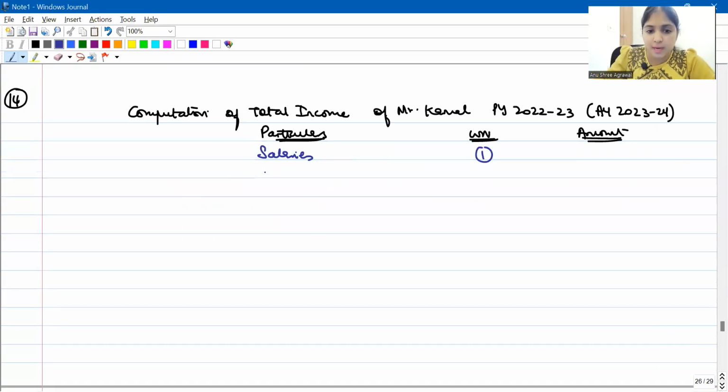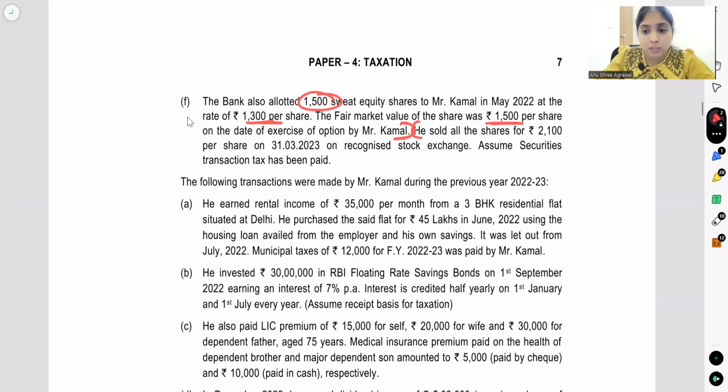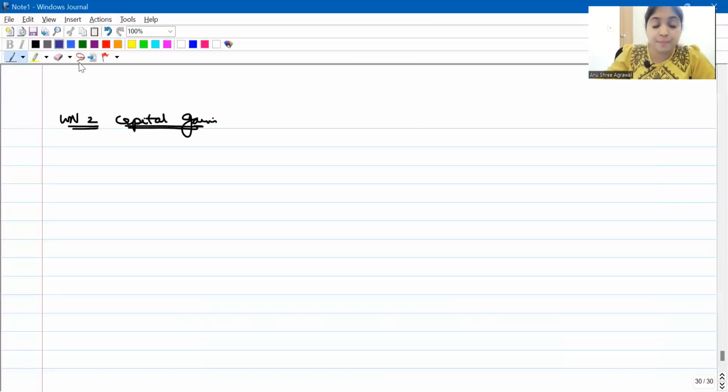So come back to your main answer. Write down capital gains and give reference to working note 2. After first working note, leave some gap of 7 to 8 lines. Open working note number 2 with the heading capital gains. What does the question say? He sold all the shares for 2,100 per share on 31st March 2023 on a recognized stock exchange. Assume STT has been paid. STT has been paid at the time of transfer.